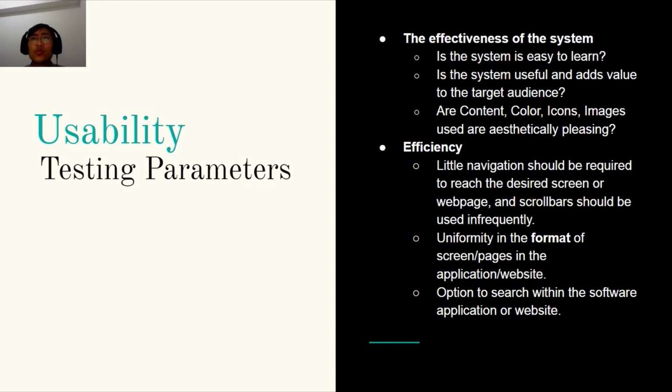So which is the effectiveness of the system. So is it easy to learn? Is the system useful and adds value to the target audience? Are content, color, icons, images used aesthetically pleasing? So it's just basically the user's preference.